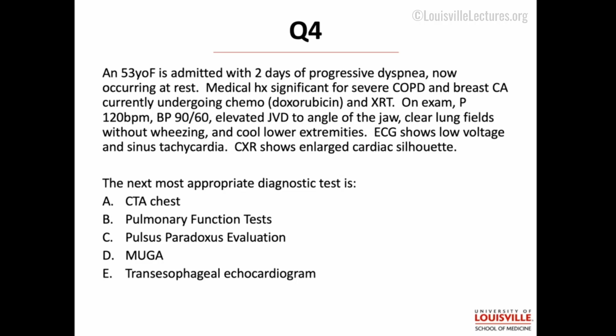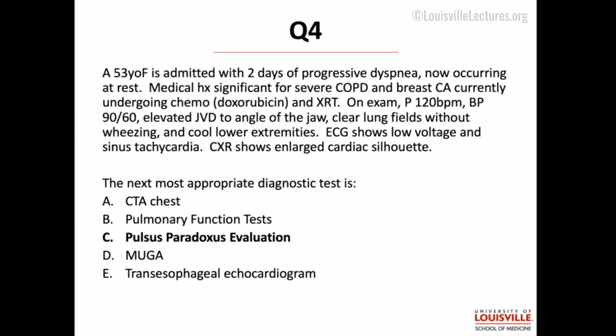Next question, pause. So this is a woman who is not doing well. She has both COPD and breast cancer and is on specific chemotherapy of doxorubicin as well as radiation therapy. She is tachycardic, hypotensive. I've given you an elevated JVD.